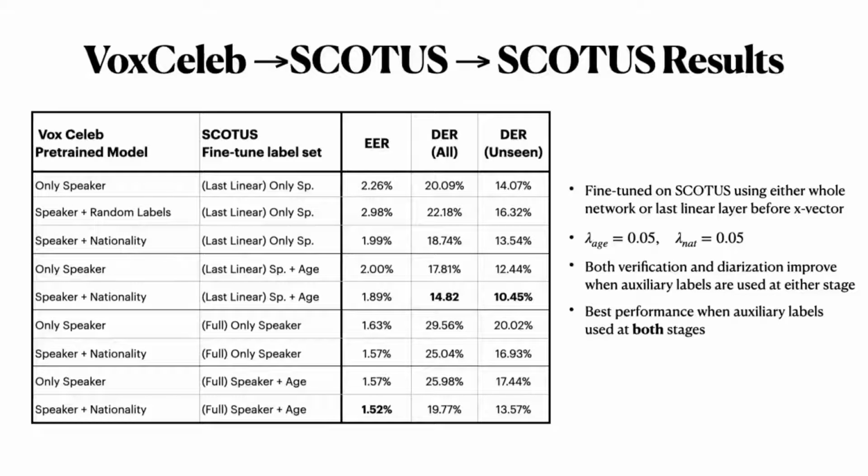So if you look at the only speaker models against adding any form of auxiliary labels at either stage, it is always outperformed in verification and diarization by models which have been trained on one or more of these additional speaker attributes. And this is the case for when only one set of labels has been used, but the best performance is obtained when you use nationality when training originally on VoxCeleb, and then also using age at the fine-tuning step.